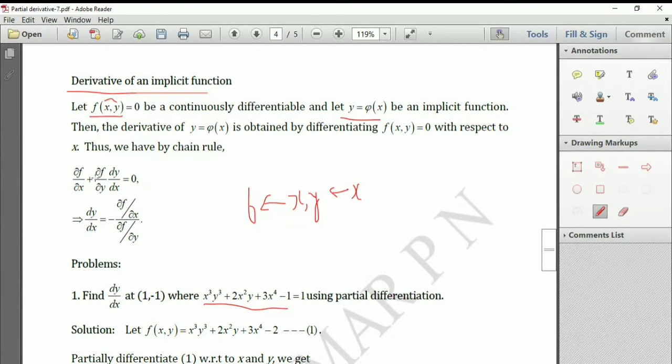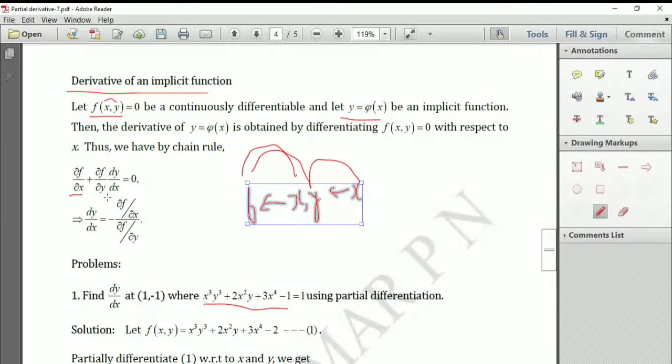Dou f by dou x into dou x by dou x, which is 1, so dou f by dou x, plus dou f by dou y into the derivative of y with respect to x. Because y is dependent on x only, one variable, you will get the total derivative, not the partial derivative. We apply partial derivatives if there is more than one variable. But here only one variable is there. So you get dou f by dou y into dy by dx is equal to the derivative of the constant, which is 0.